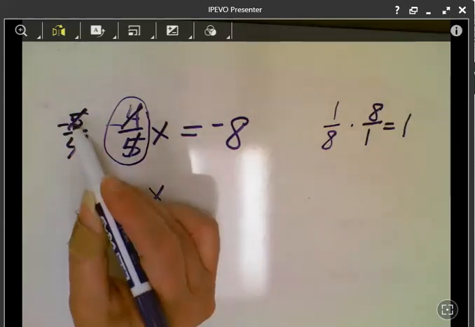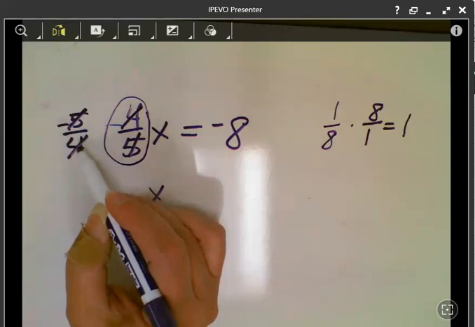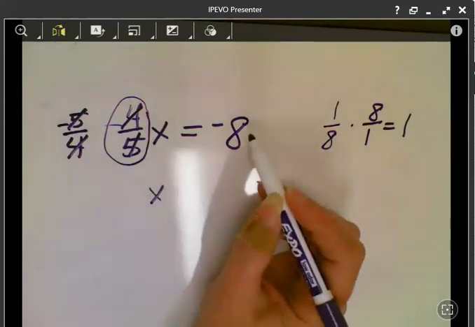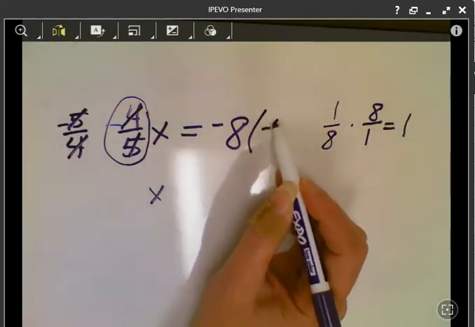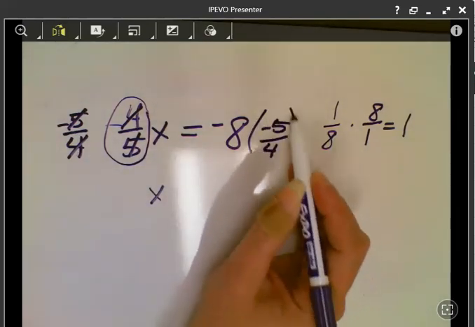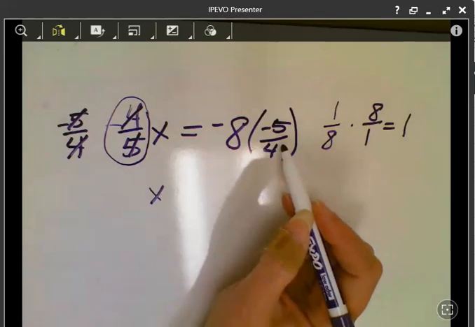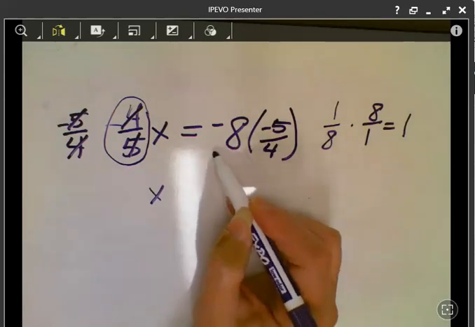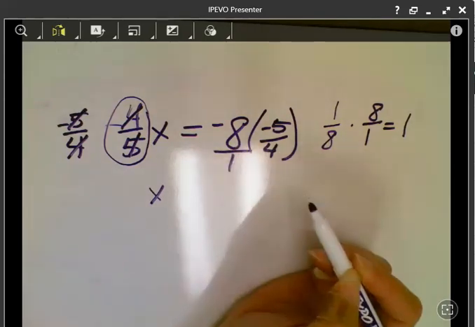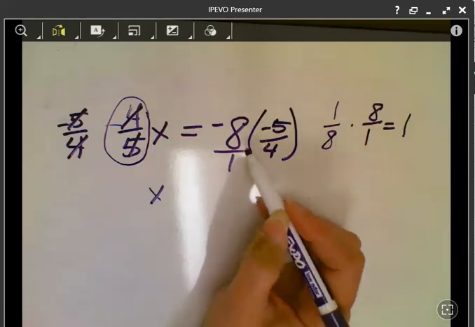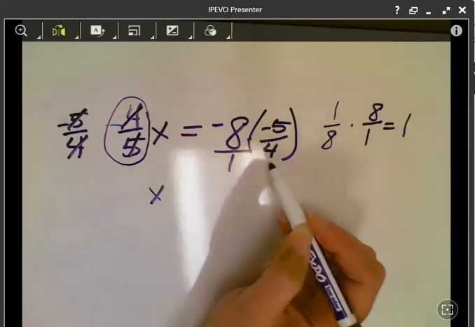So if I multiply by -5 over 4 on this side of the equation, to keep it balanced, I must do it on this side of the equation. And remember, when you're multiplying by a fraction, you make this a fraction by putting it over 1. And then it's like a dot, and I can reduce early.